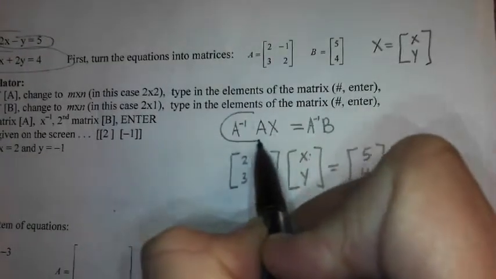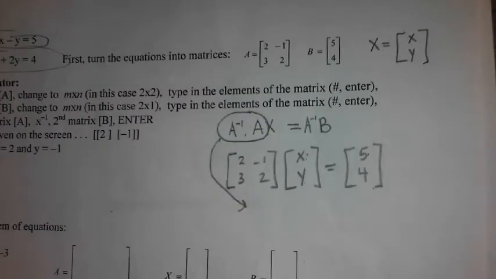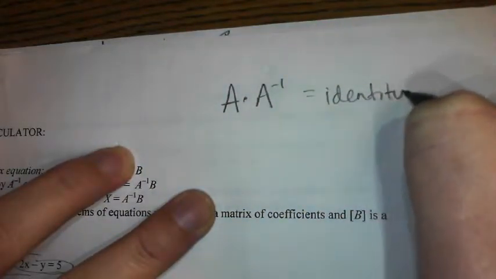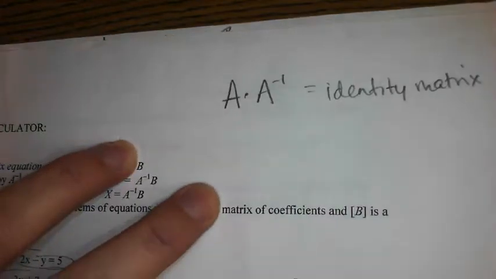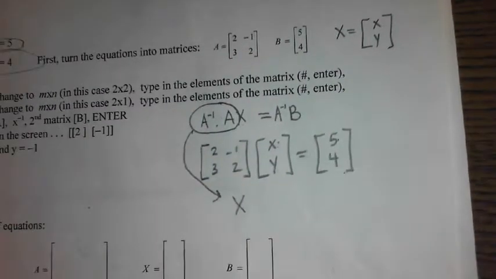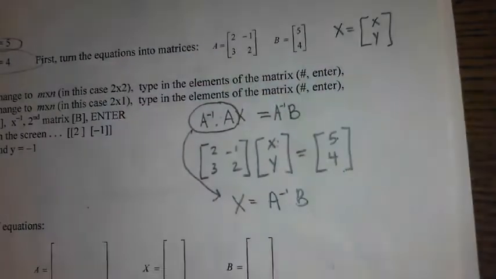And what does A inverse times A equal? When you multiply an inverse by itself, what do you get? A inverse times A gives you the identity matrix, which for all intents and purposes should just be 1 times x. And so x will be all by itself because A inverse times A is just the identity, kind of like 1 times x is just x. And then whatever A inverse B is, that will be your answer.